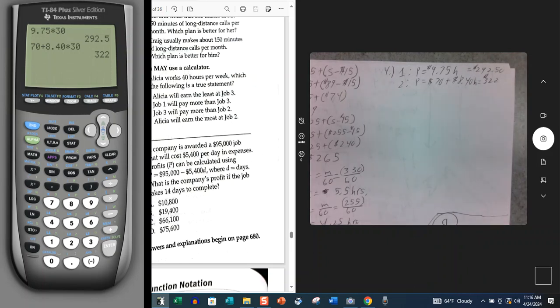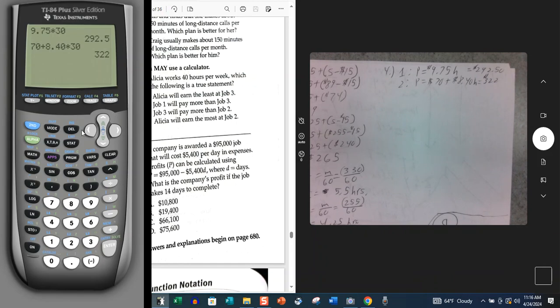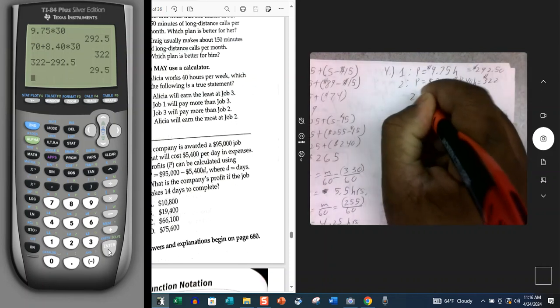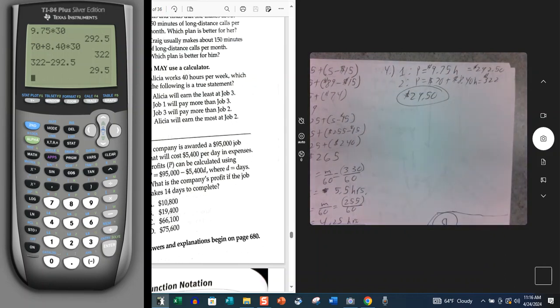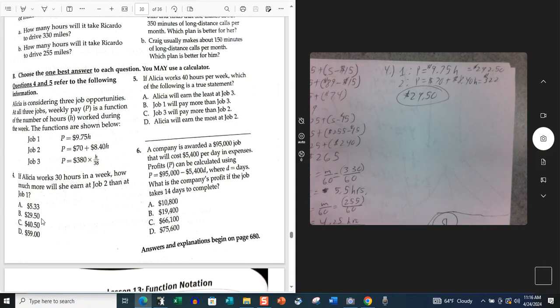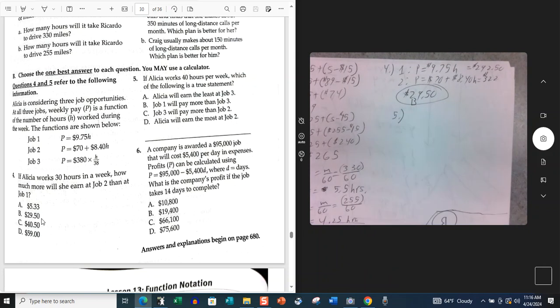Now remember, we're trying to compare how much more did she earn on job two than job one. So we'll do some subtraction. We'll take this 322 and subtract the 292.50. Now you can do this by hand, and that gives us $29.50. That's how much more was made. So in that case, it'll be B. So it'll be $29.50.